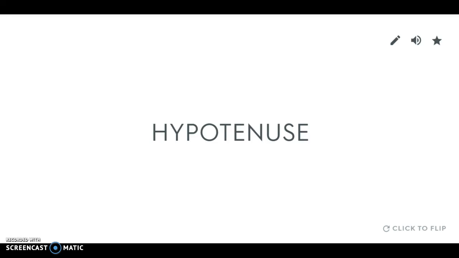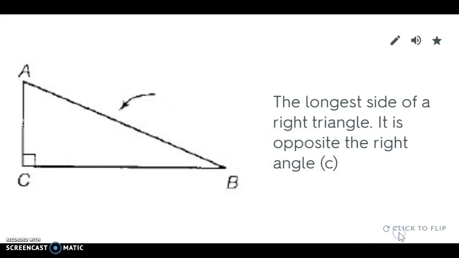Okay, what we're working on today is the vocabulary for section 9.1. Chapter 9 is all about right triangles. And so remember, a right triangle is a triangle that has a 90-degree angle. Now, in a right triangle, the most important side that you'll have is called the hypotenuse. The hypotenuse is the longest side of the right triangle, and it's opposite of the right angle.